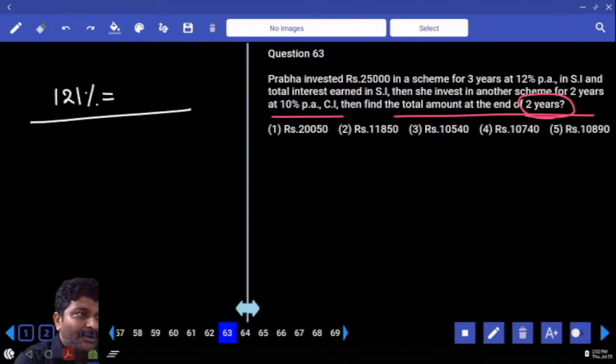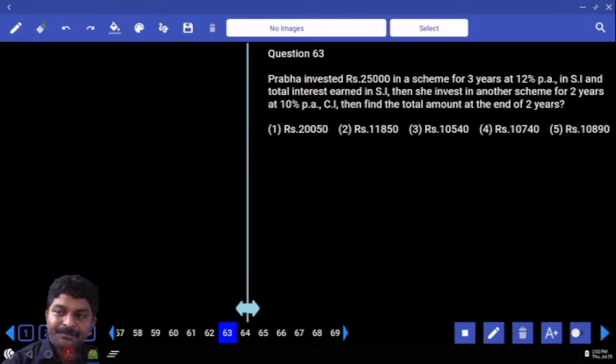is 121%. And this is what we need to identify. Which is a multiple of 11? The answer must be a multiple of 11. There is only one option, the 5th option. Otherwise, if you want to calculate, yes, come on.